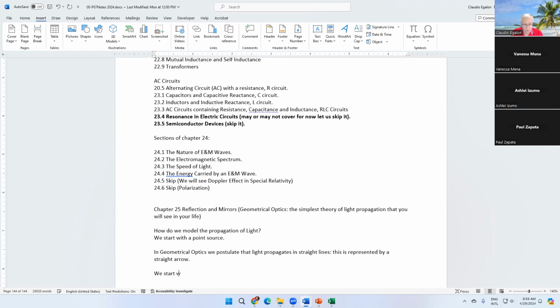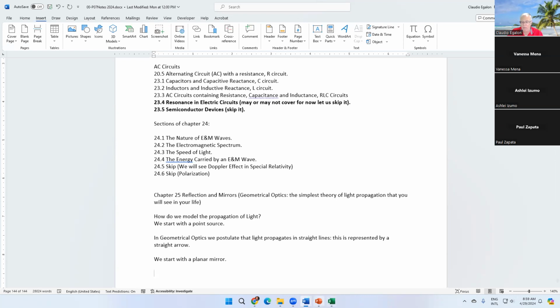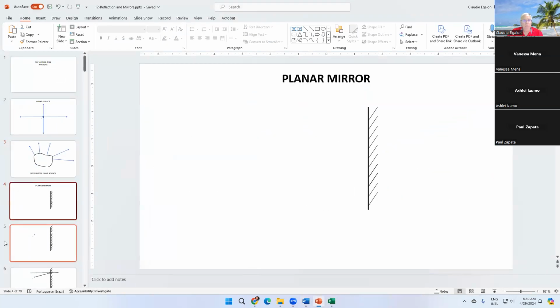We start with a planar mirror. Let's start with the planar mirror. So here you go. We have a planar mirror. That's how we illustrate a planar mirror. The reflecting surface is this one here on the left side. The hatched area here means that there is no reflection on this right side of the mirror.